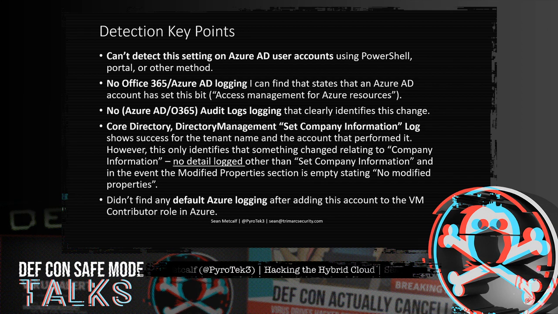The core directory management set company information log notes that something has changed, but not what. The capability for an Azure AD global admin is, quote unquote, by design. However, it's not expected, and not well documented by Microsoft when reading about what Azure AD global admins can do. Certainly now the documentation has been updated to mention this, but I feel like there should be better logging and alerting around this sort of configuration.